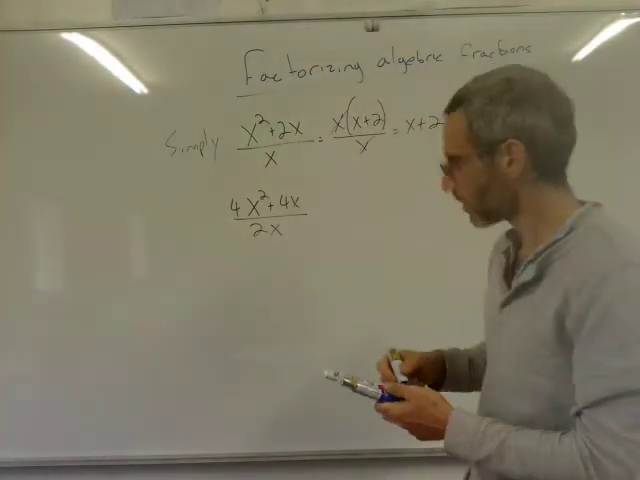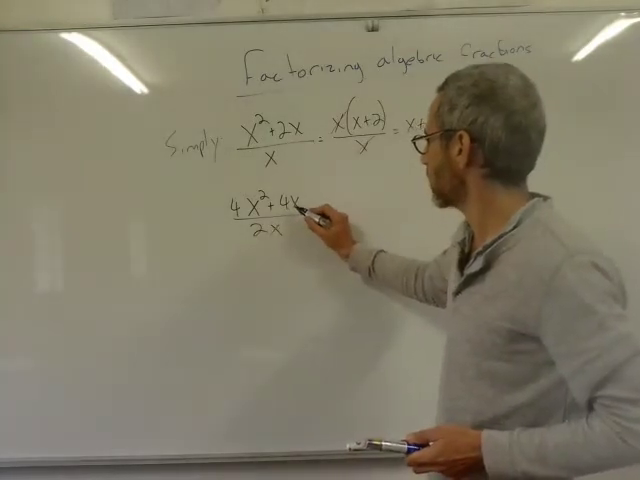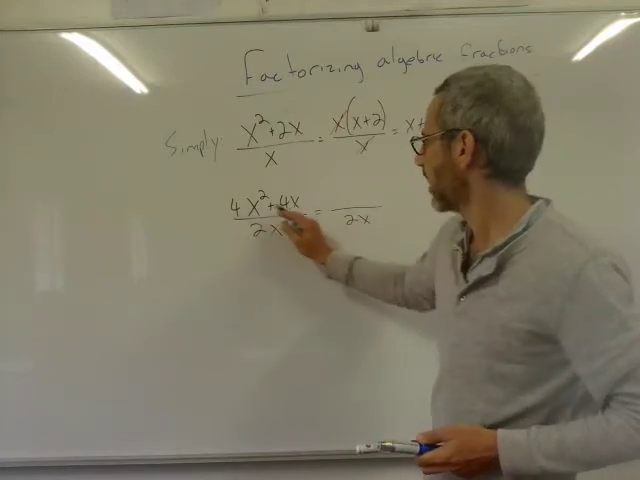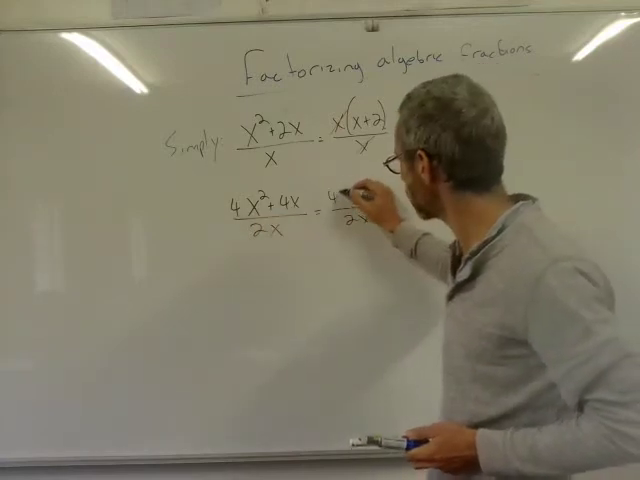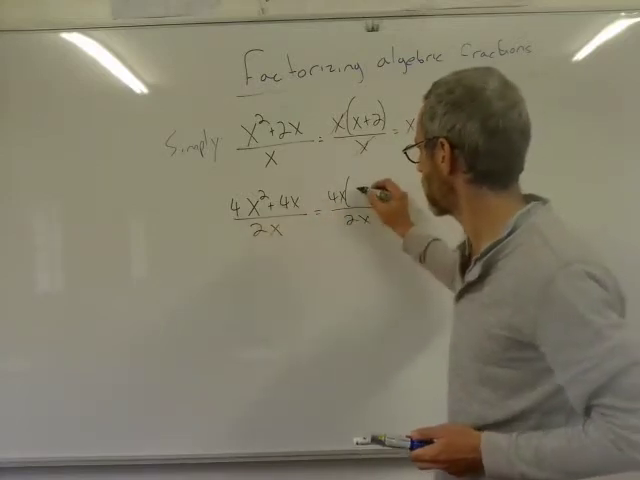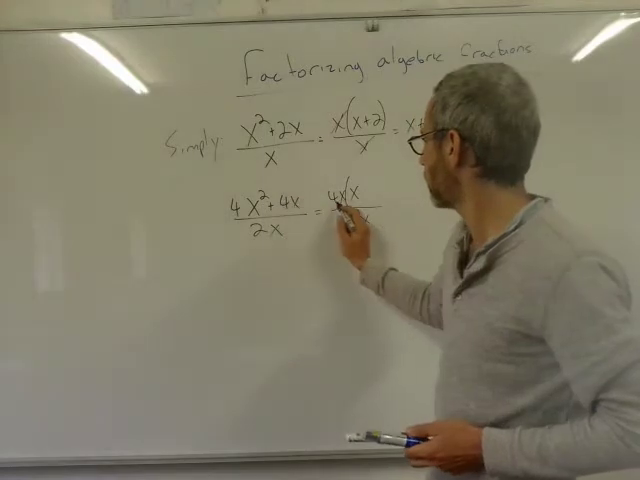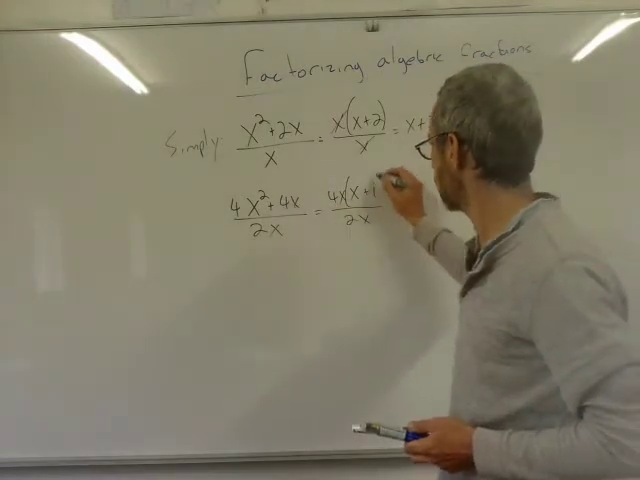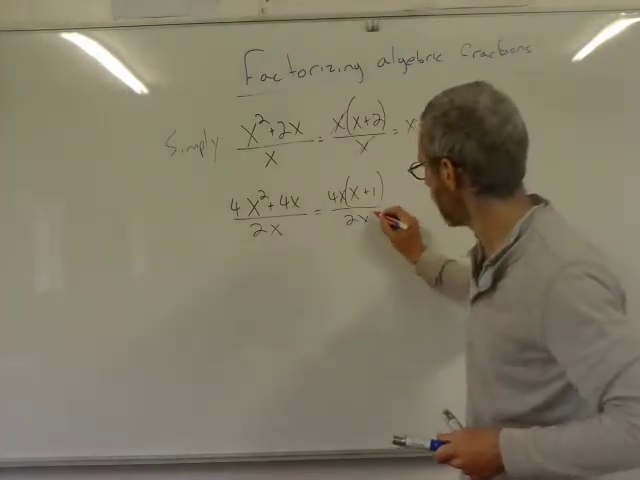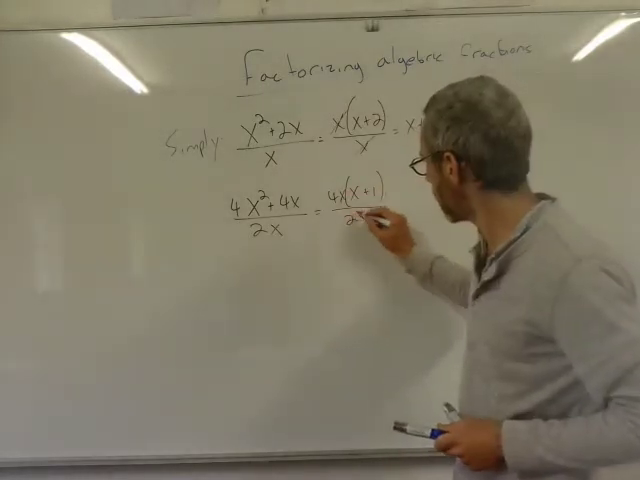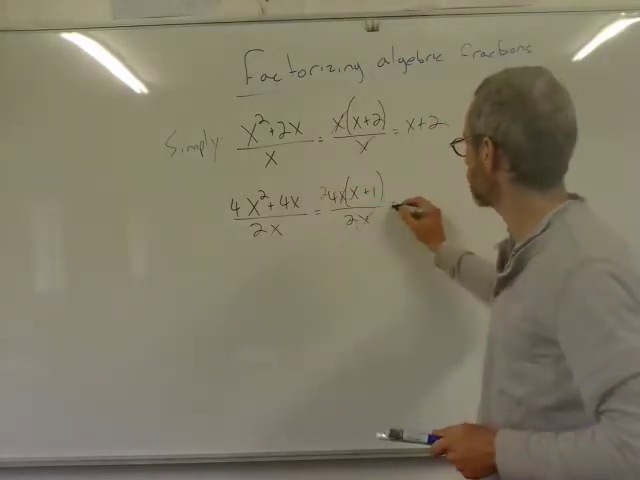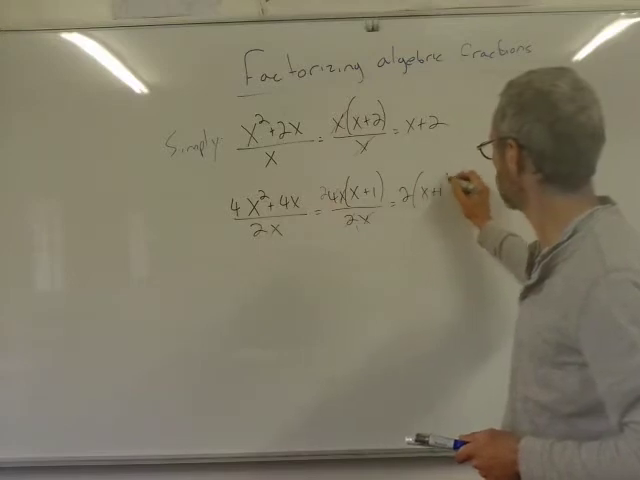Let's do another one. 4x squared plus 4x. How can we simplify it? Well, first of all, leave the 2x in the denominator. You can see that the common factor now is 4x. So how do I go from 4x to 4x squared? I need to multiply it by x. 4x is already 4x, so I'm just going to do plus 1. And now what can I cross cancel? I can cross cancel the x, and then 4 divided by 2 is the same as 2 divided by 1. So what I get is 2 times x plus 1.